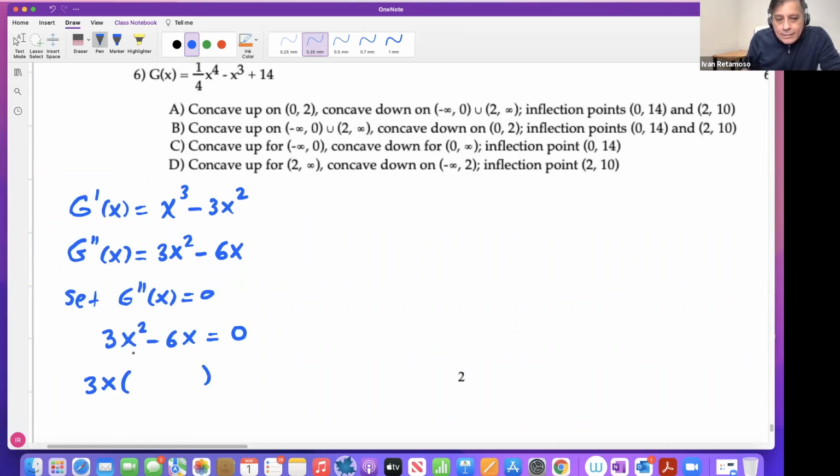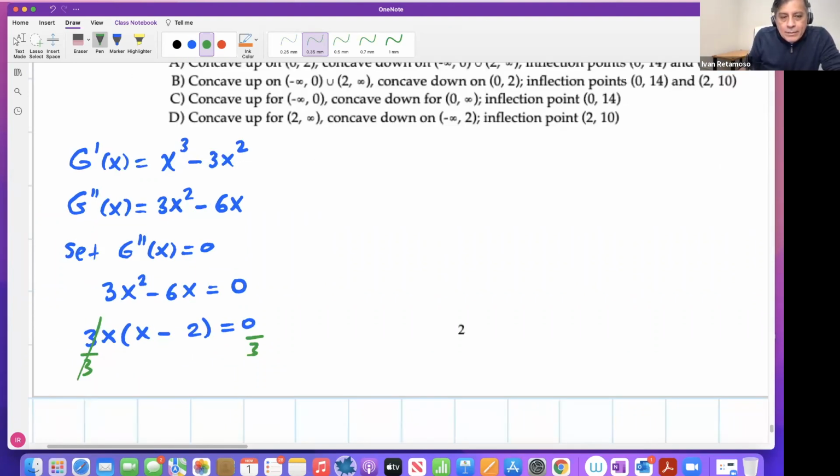3x into 3x squared, 3 cancels with 3, it's just x, minus 3x into 6x, 3 into 6 is 2, right? So we end up with this. Divide both sides by 3, you get rid of this constant, so don't worry about this. So it's just x times (x minus 2) equal to 0, which leads to x equals 0 or x minus 2 equals 0.